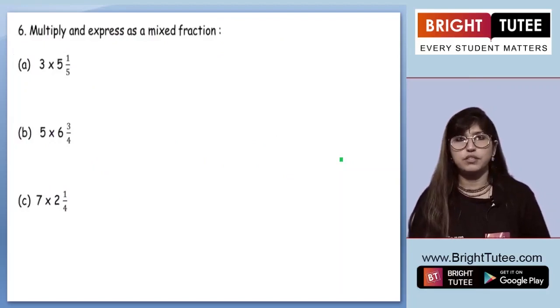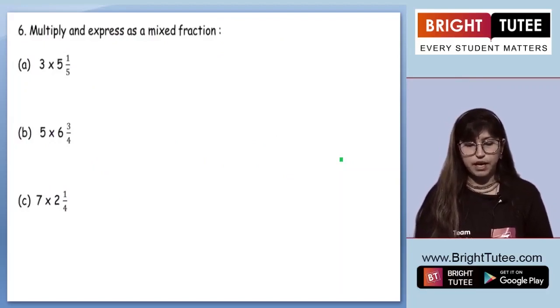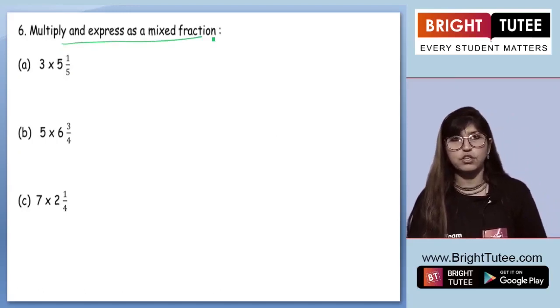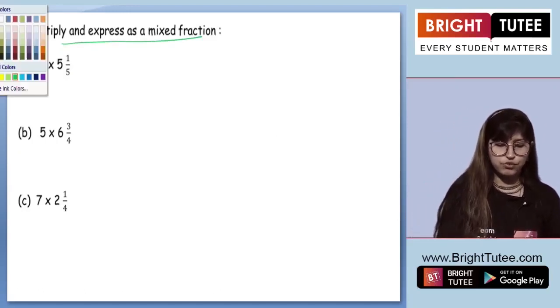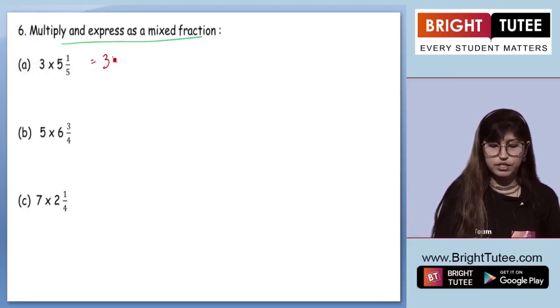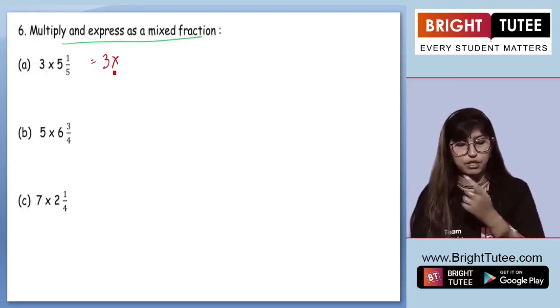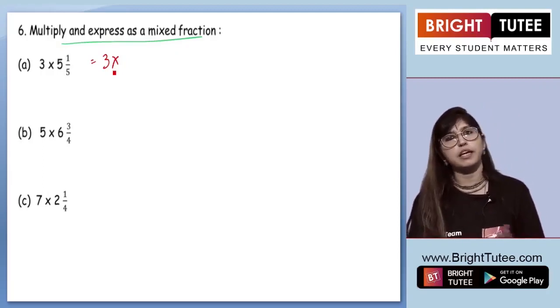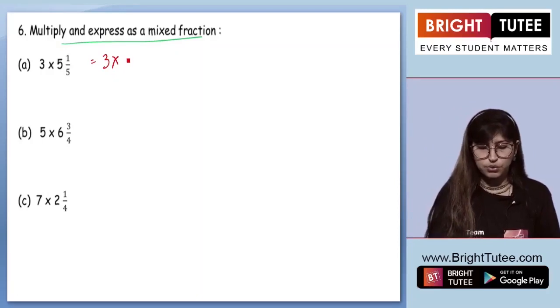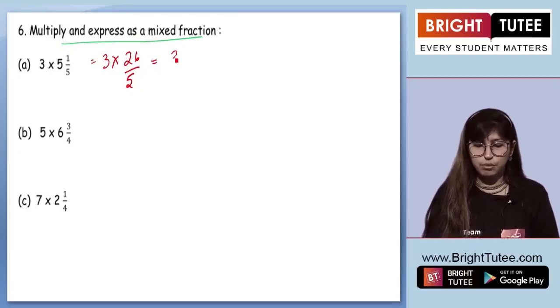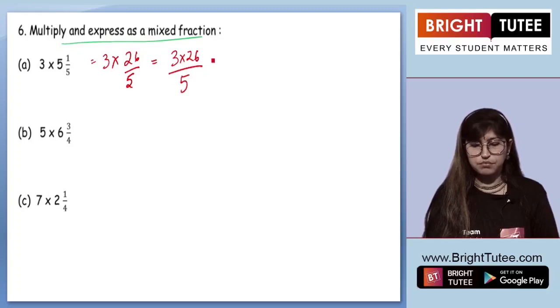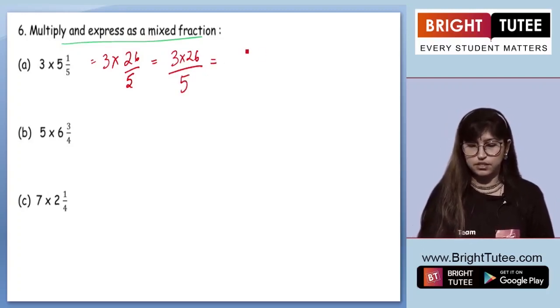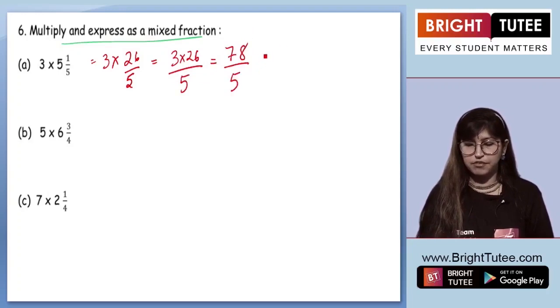Now let's move on to question 6. It says you need to multiply and express as a mixed fraction. So we'll be starting off with the first part of it. It says 3 times 5 1/5. Now we'll be converting 5 1/5, which is a mixed fraction, to an improper fraction. Then we can multiply it as we have done in earlier questions. Now 3 times 5 is 25 plus 1, 26 by 5. Now we cannot cancel 3 and 5 out. So we'll be multiplying the numerator and keeping the denominator as it is. So we'll be getting 78 by 5.